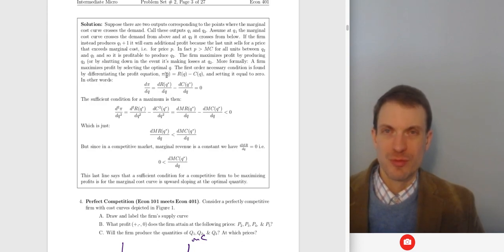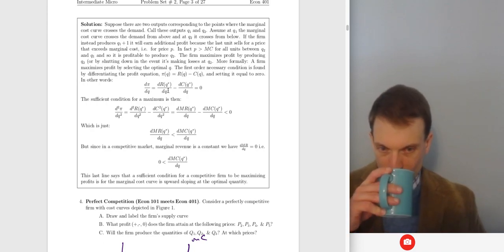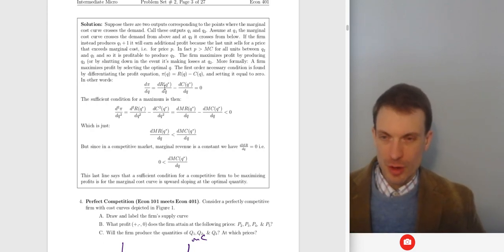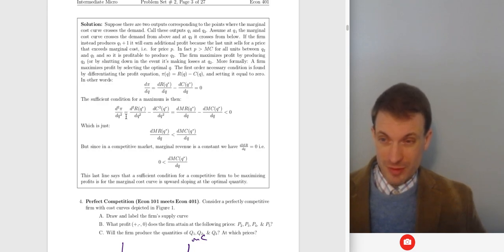Now let's think about what's necessary to maximize profit. Take a derivative with respect to output. Okay, so this is dR/dQ, this is dC/dQ, and then evaluate at the optimal quantity. That makes this our first order condition. Well, let's take a second derivative. So I'm going to differentiate this thing again, taking another derivative with respect to Q.